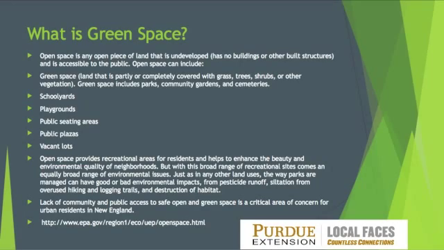The EPA defines green space as open space, any open piece of land that is undeveloped, has no buildings or other built structure, and is accessible to the public. Open space can include schoolyards, playgrounds, public seating areas, what have you. That's a public green space.